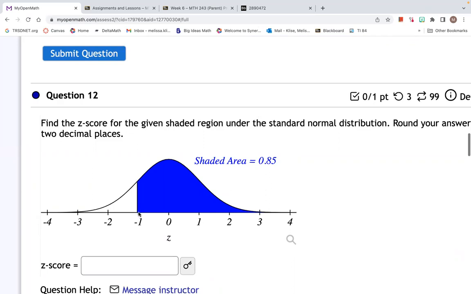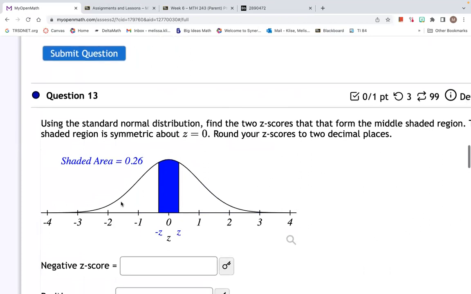So you would do 0.15, because remember, your inverse norm defaults to left side. Does that make sense? So if it defaults to left, you would have to use 0.15 to get this Z-score. Because you can see the Z-score is a negative. If you did 0.85, you're going to get a positive. And actually, if you just make it negative, it's fine.